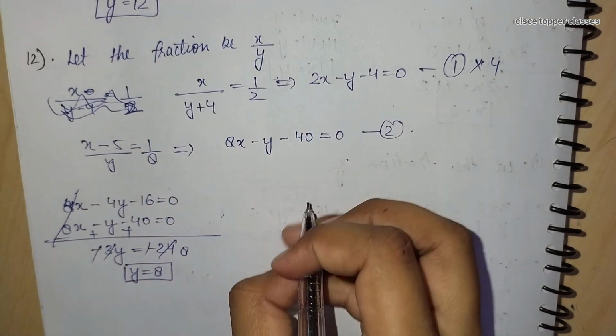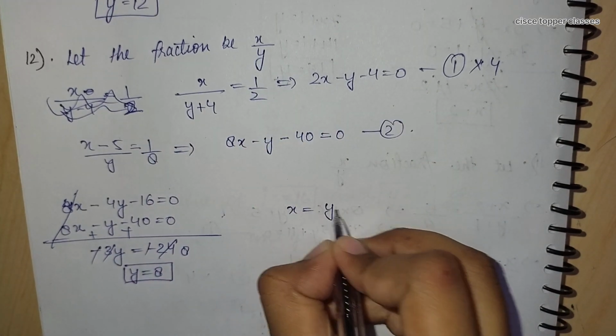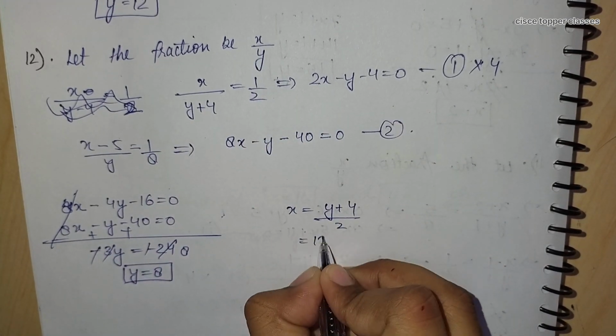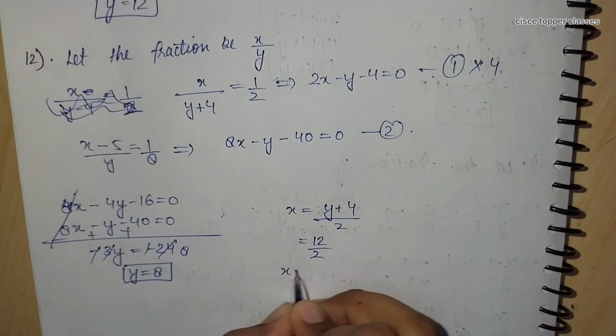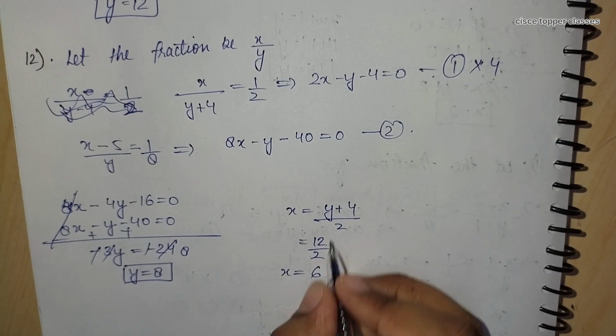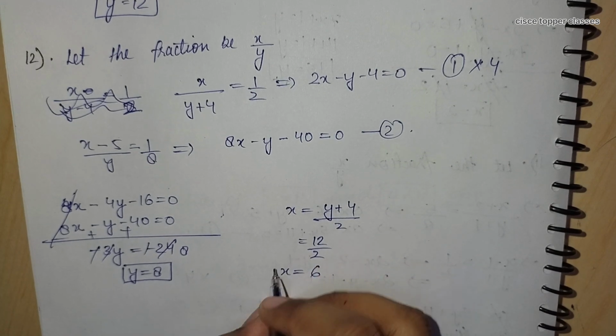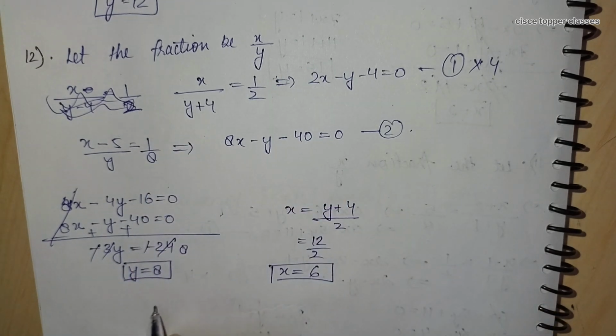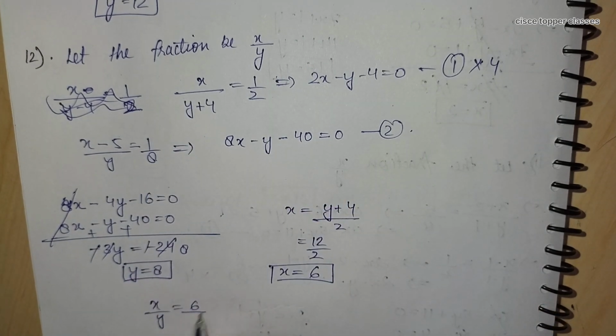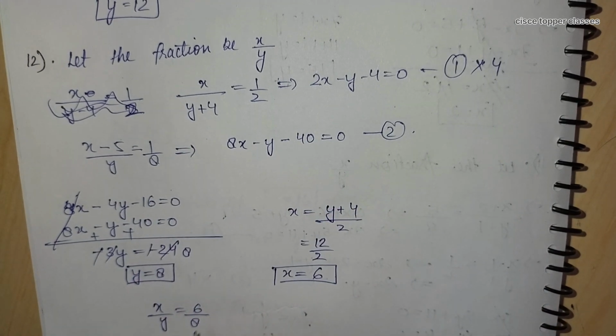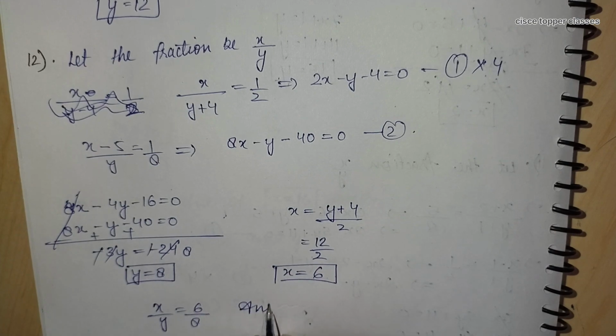To find the value of x from here, we can write as y plus 4 divided by 2. So it is 12 by 2. Hence, x is equal to 6 from here. So, the fraction hence x by y is equal to 6 by 8, which we can simplify also, but this is the final answer here in this question.